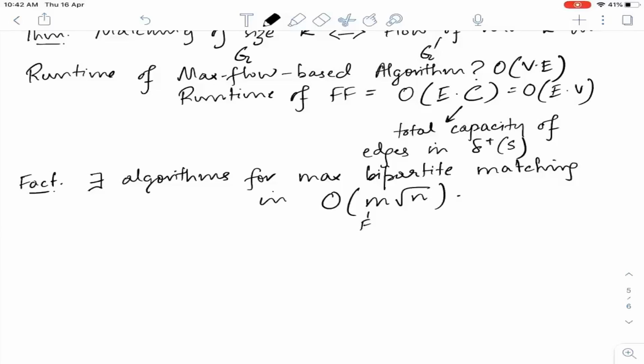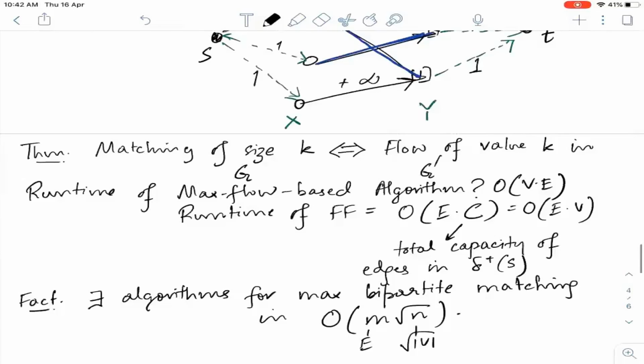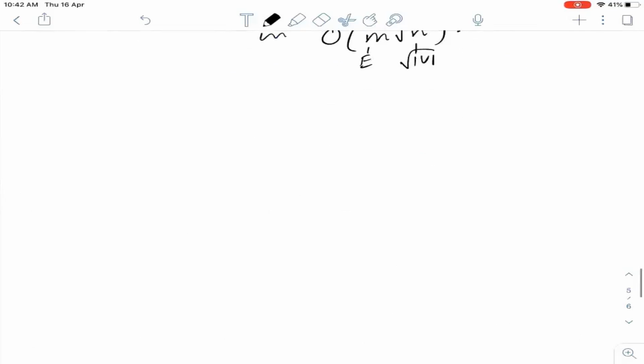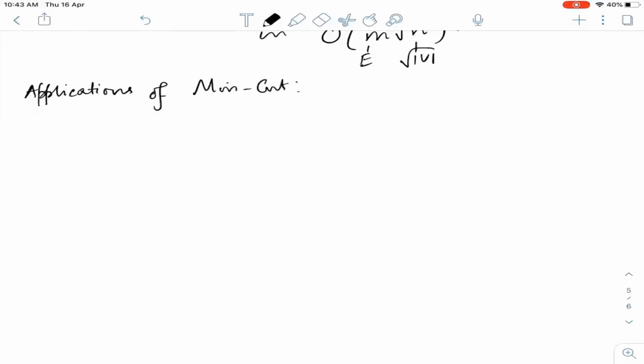Okay, so that's the story. Any questions so far? Okay, great. Today we will see some applications of min cut. So far we have seen two applications of max flow: one is the edge disjoint path, another is bipartite matching. We'll be seeing a lot more applications in tutorials, exercises, and so on.